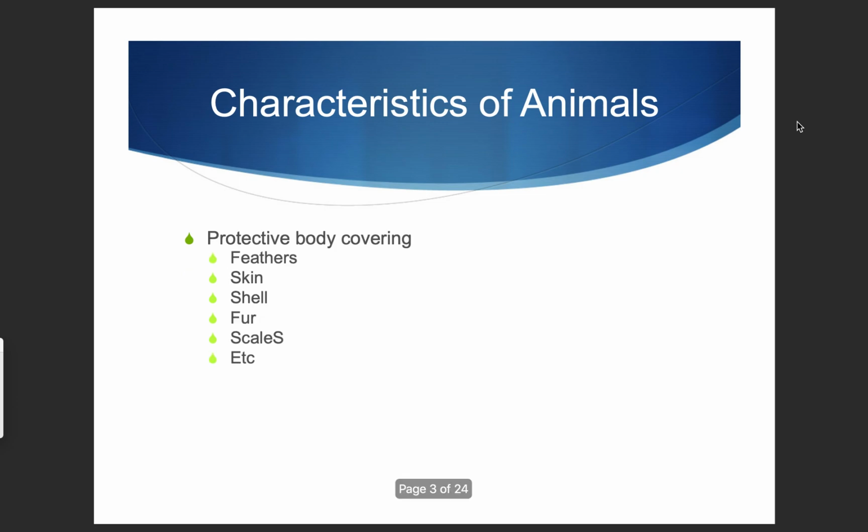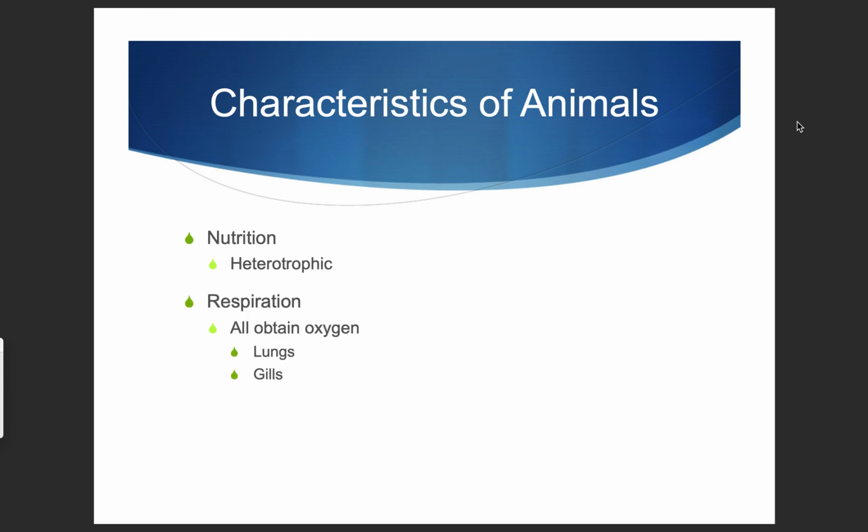Also, animals have a protective body covering. Some have feathers, skin, a shell like a turtle, fur like dogs and bears, scales like snakes, and other protective body coverings. We have skin as humans. Nutrition: animals are heterotrophic, meaning no animals are autotrophic, meaning they don't have the ability to produce their own food from sunlight. We don't exhibit photosynthesis, and no animals do. Bugs don't. There's no part of the animal kingdom that is autotrophic.